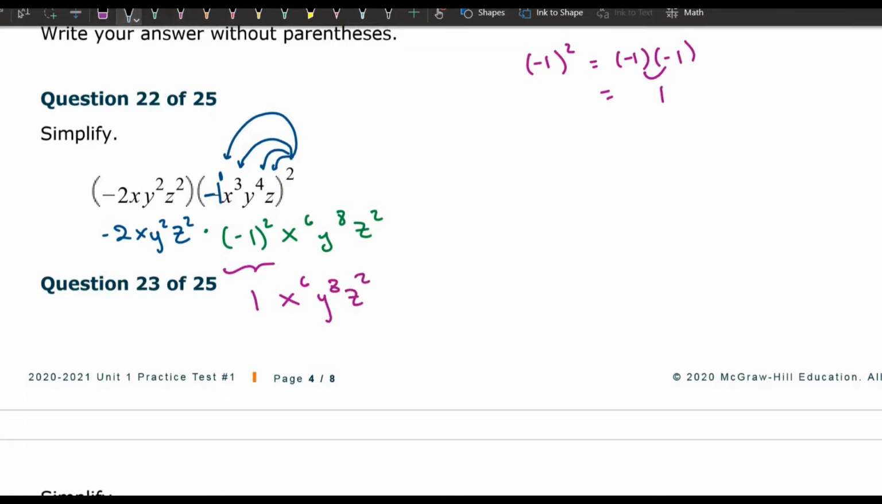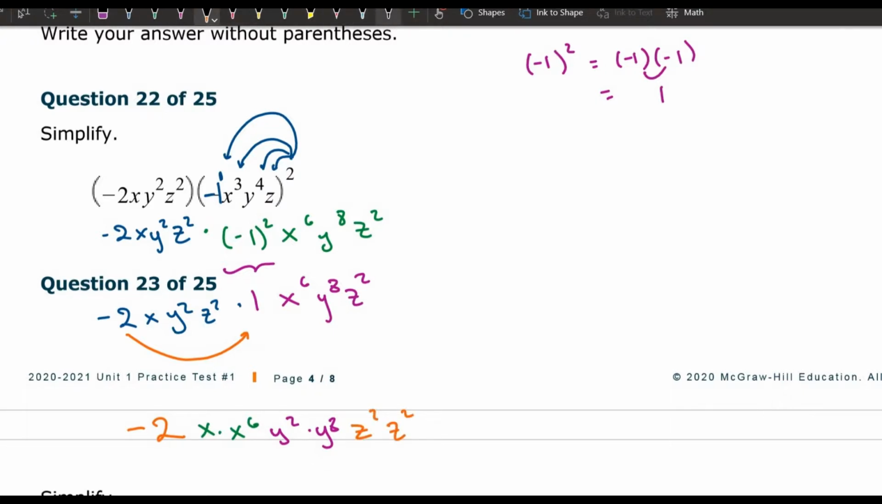And we bring down the first group. Then we multiply the whole numbers together. Negative 2 times 1 is negative 2. Then we bring all the variables close to each other. So x times x to the 6, y squared times y to the 8, and z squared times z squared. So we put all the variables together next to each other.